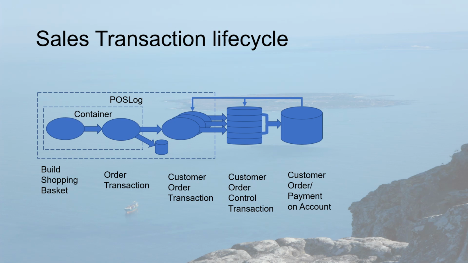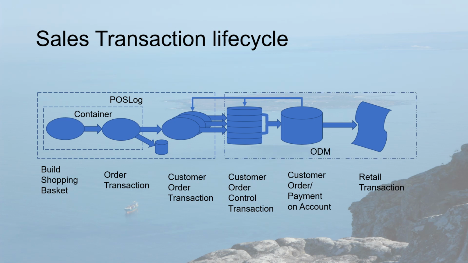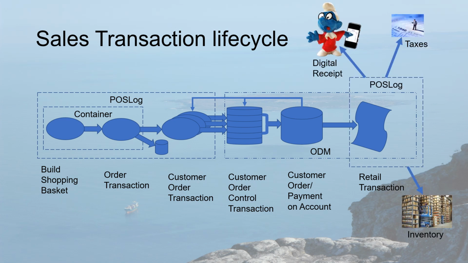You can go back and you can change and update things along the whole path. And eventually, when they tender payment on account and receive the customer order, the transaction is complete and it can now be accounted for in your financials, and it gets converted into a retail transaction. This is all stored inside the data model. But in addition, PauseLog has a retail transaction for communication of the end result of this to other systems in the environment that need information on what's happened with this particular sale.